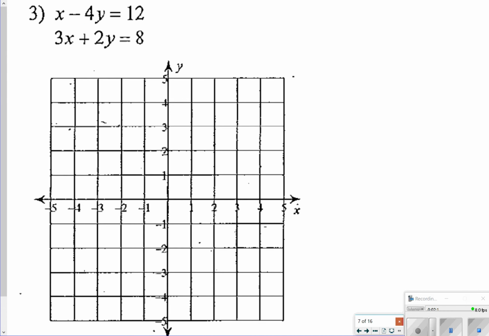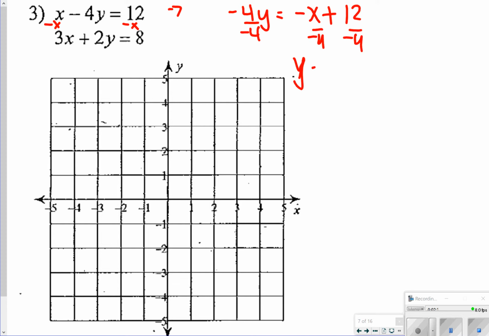Okay, the next one we have x minus 4y is equal to 12, and then 3x plus 2y is equal to 8. So both of these you have to fix to get y by itself. I'm going to start here with this first one. So it'll be -4y is equal to -x plus 12. Divide everything by -4. So y is equal to 1/4 x minus 3.